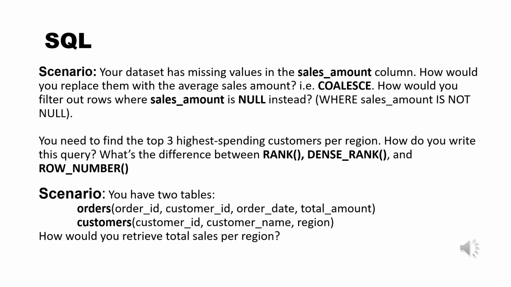The next scenario is you have two tables. One table is orders, so it contains order ID, customer ID, order date, and total amount. And then next one is the customers table. It has customer ID, customer name, and region. So how would you retrieve total sales per region? So based on the region, you have to take the total sales. How would you write the query for this one?